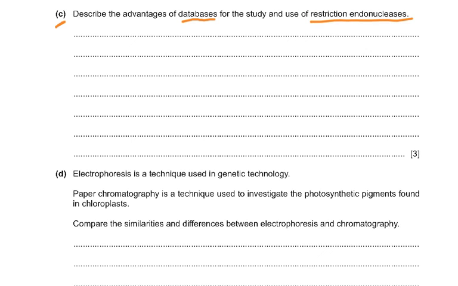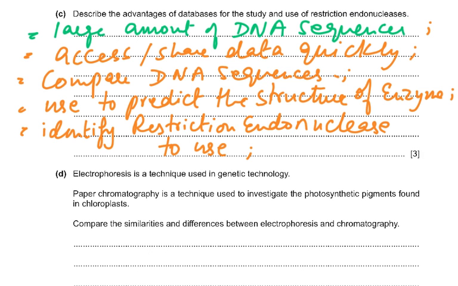So advantages of databases for the study and use of restriction enzymes. A large amount of DNA sequences, then you can access or share the data quickly, then you can compare DNA sequences, then you can predict the structure of the enzyme according to the DNA sequence, that is the amino acid sequence, and then how they're going to bond, where disulfide bonds will be formed, where hydrogen bonds will form, where ionic bonds will form, and then you identify the restriction enzyme that you would like to use.